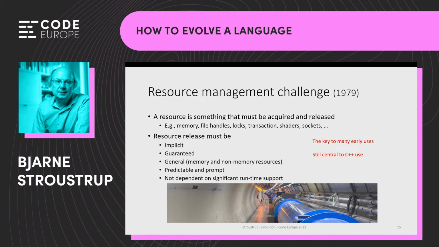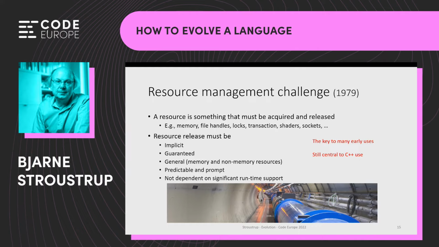Yeah. So let's get to some technical issues here. One of the things that I started on immediately with C with Classes was resource management. I was building a distributed system. You have to know how you handle your resources. And a resource is anything that has to be acquired and then later released. Typically, people talk about memory and memory management. I don't. Memory is a resource, file handles, logs, transactions, shaders in a graphics system, sockets, the works. It's anything that you acquire and you have to give back.